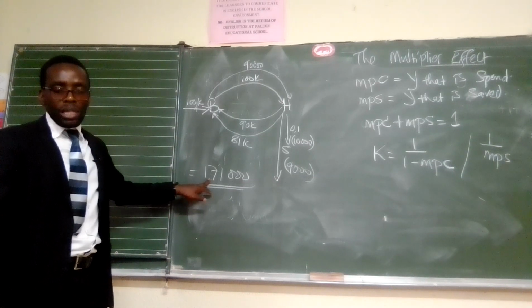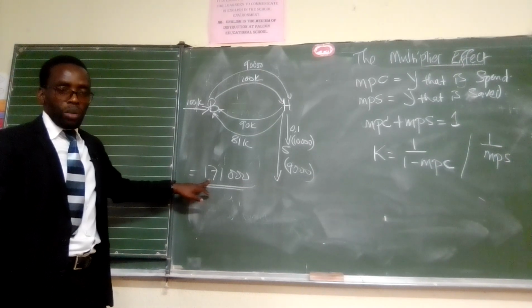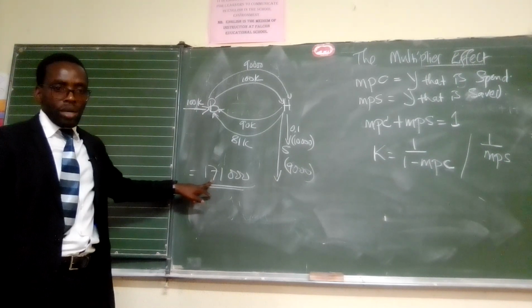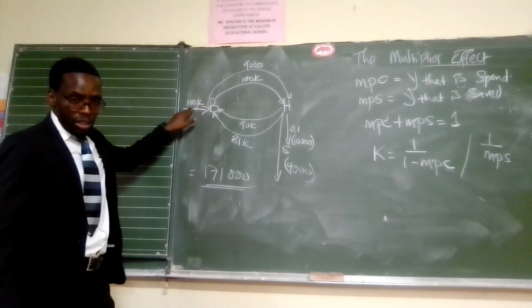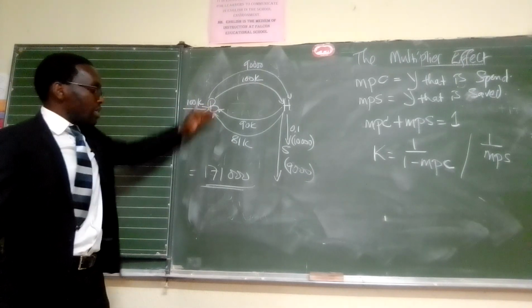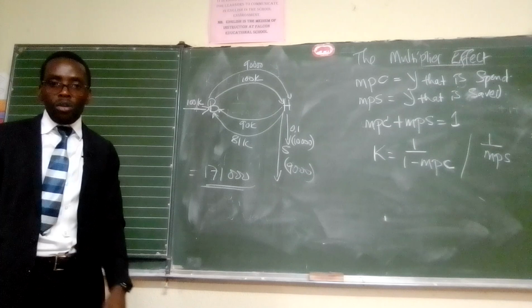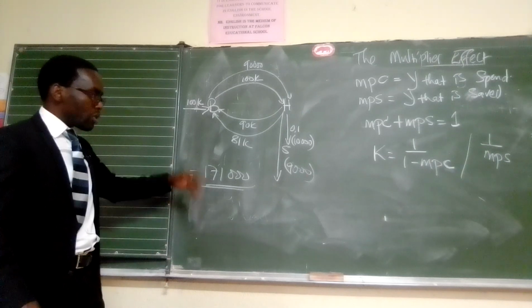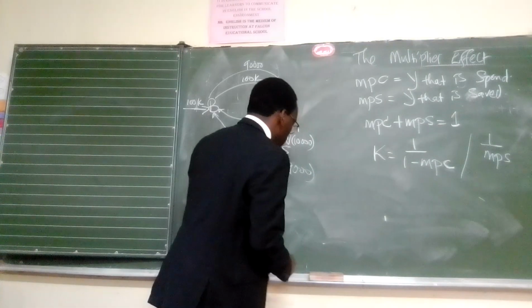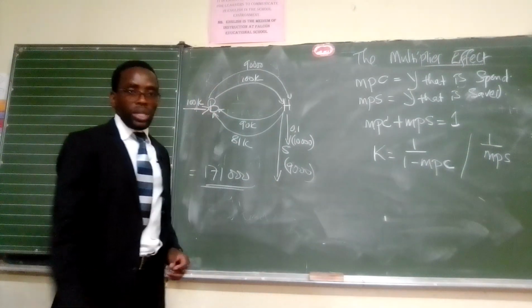Goods and services that were bought in the economy are now valued at 171,000 as a result of an increase of 100,000 in injections. You understand? So this is what we mean by the value of the multiplier, the effects of the multiplier. Now, let me just go back to our formula and try to do the calculations.